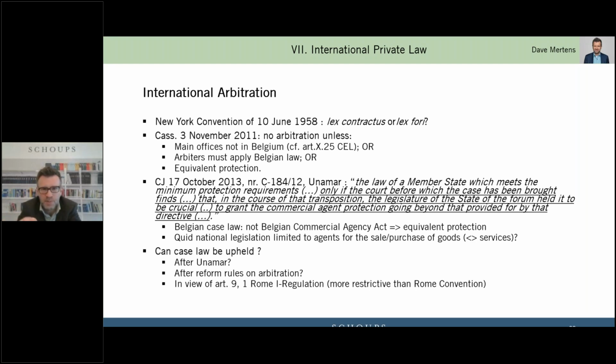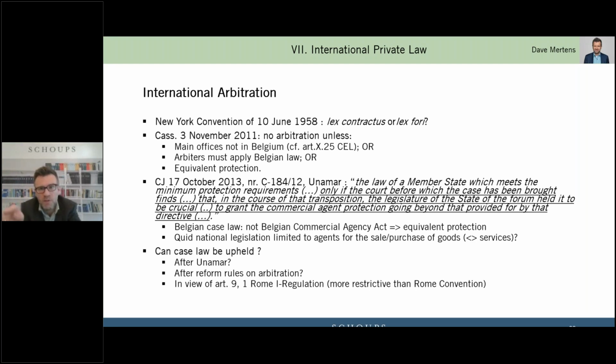the Court of Justice. The Court of Justice said that, well, you cannot, as a Belgian or national court, simply set aside a choice for the law of another member state that has, again, transposed the European directive. It must be assumed to have equivalent protection, which makes it so that you cannot disregard it as an overriding mandatory provision, or disregard it based on arbitration considerations.